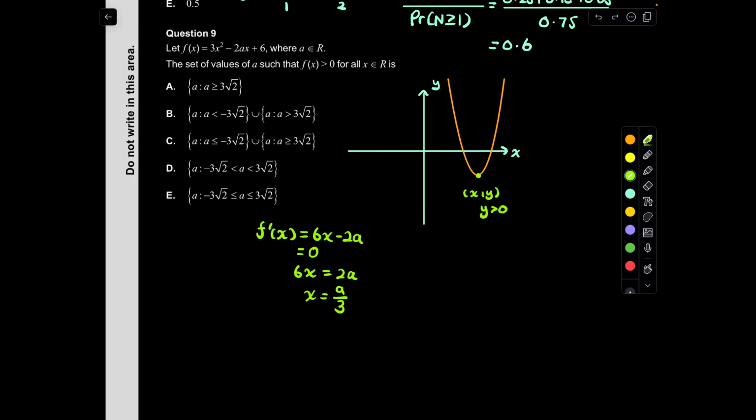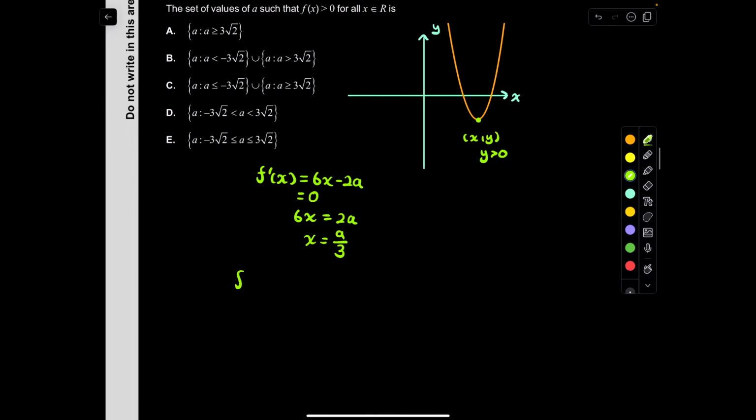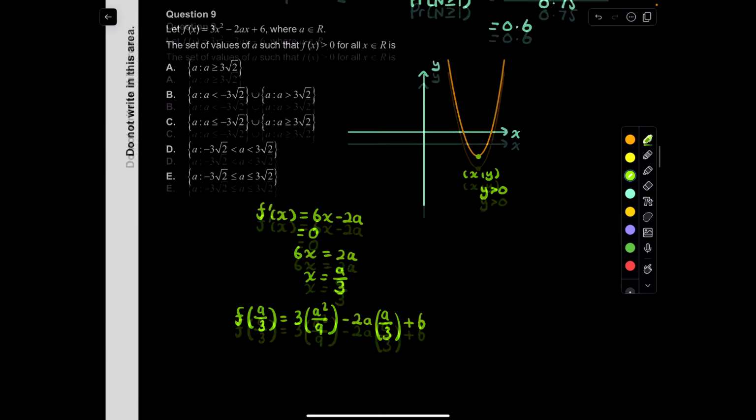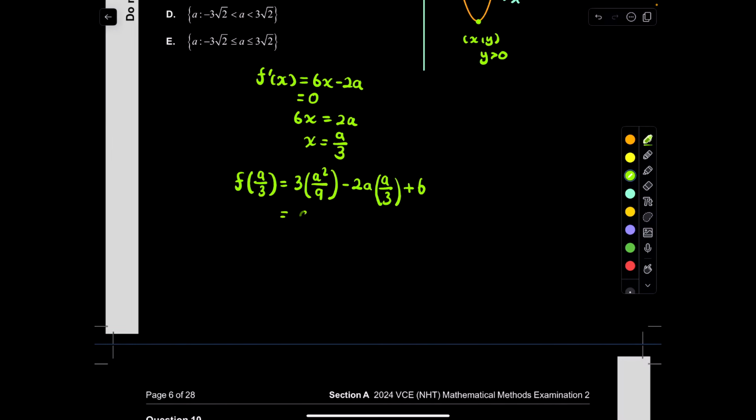Now to get the y value, you just sub it back into the original function. So f of a on 3 is 3 times a squared on 9, minus 2a times a on 3, plus 6. Beautiful, so that's my y value. Simplifying, that's a squared on 3 minus 2a squared on 3 plus 6. So 1 minus 2, it'll be negative a squared on 3 plus 6. Beautiful, so this is the y value.